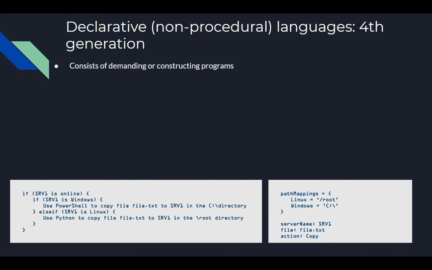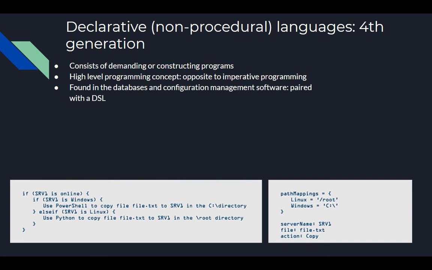Declarative is an extensive and diverse set of domains such as database declarative programming. Declarative programming consists of demanding or constructing programs based on what is required. Declarative is a higher level programming concept that is the complete opposite of imperative programming, meaning it has less control for embedded systems. It is normally found in databases and configuration management software, which is paired with a domain-specific language or DSL.